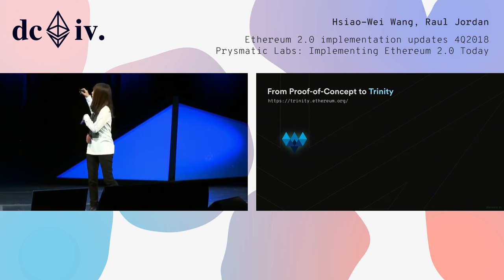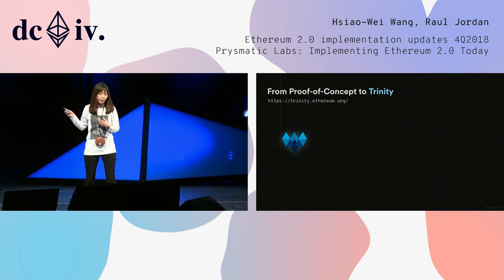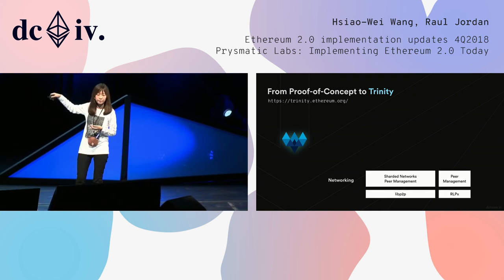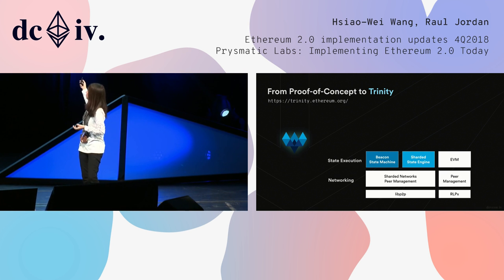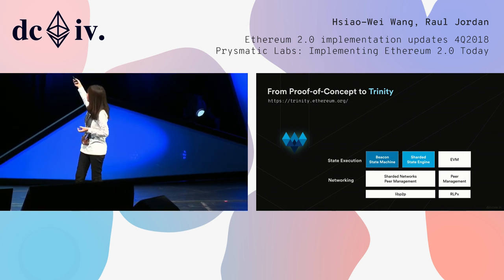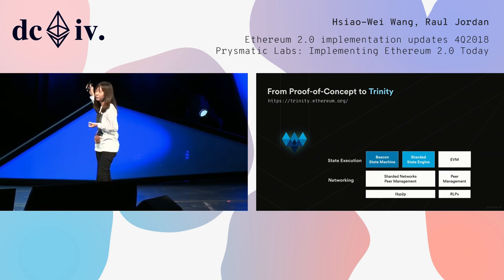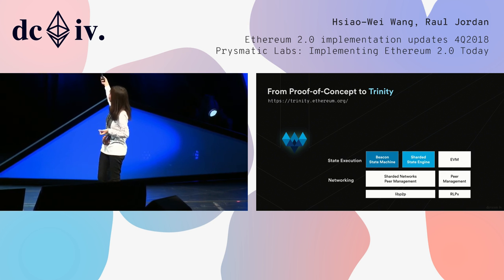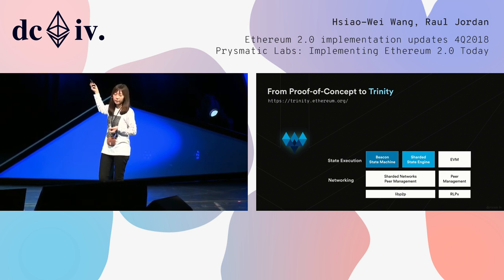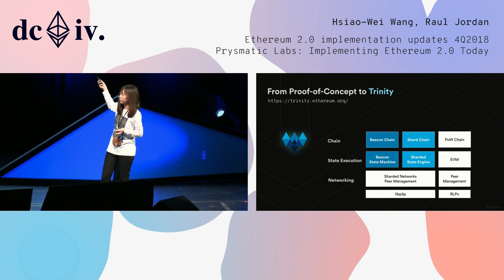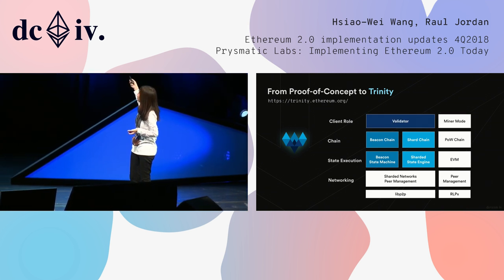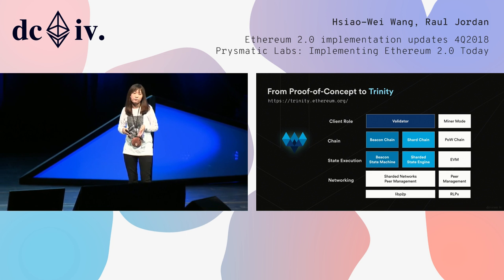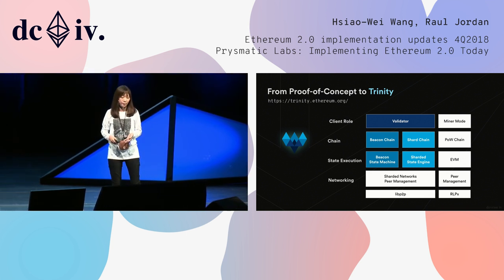And if we see the architecture layer by layer, there will be the network layer and the state execution layer, like the beacon chain state machine. It's different from the EVM. It's quite simple. And for the shard, we will have something like eWASM in this system, and different chains and different client roles, because we know we are using the validator, not the miner.